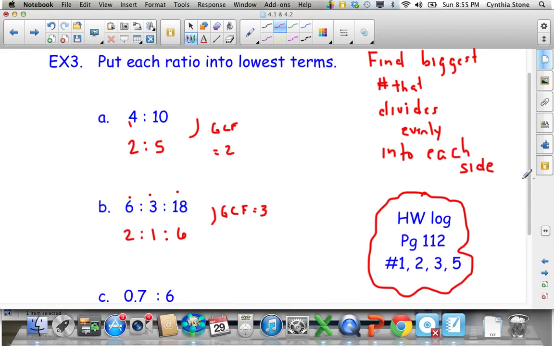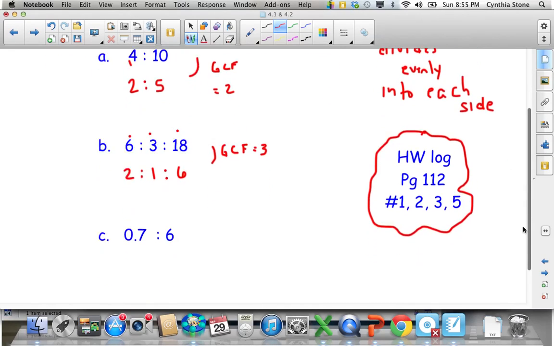Now here's a whole different story. Here, I told you earlier you couldn't have decimals, and you still shouldn't have decimals. You should have whole numbers. So if I want to find lowest terms, first of all, I've got to get rid of this decimal. And the way to get rid of a decimal is multiply by 10, because it's 0 point, so multiply both sides by 10. So I'm going to go times 10 here, and go times 10 here. I'm going to get rid of that decimal, okay? Because decimals are bad in ratios. They're not supposed to be there.